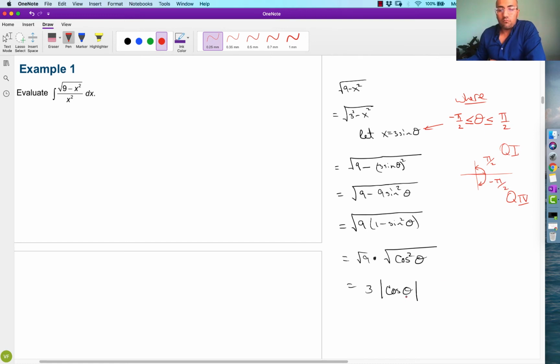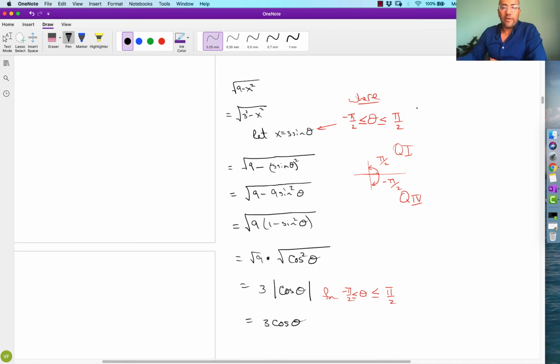Good. So I don't need these absolute values. For theta always being greater than or equal to negative pi over 2 and less than or equal to pi over 2, the absolute values are not needed. So this just becomes 3 cosine of theta. Okay, so that's what this whole thing reduces to. Now we have to think about the derivative of this.